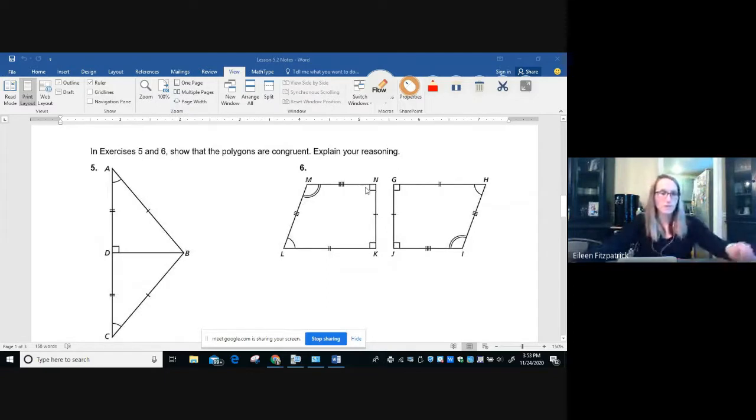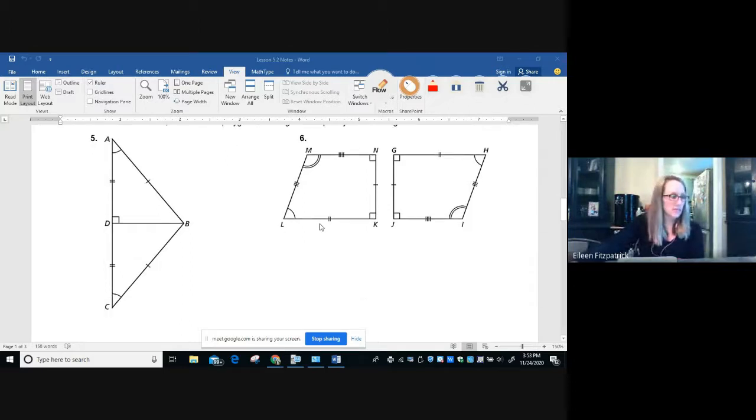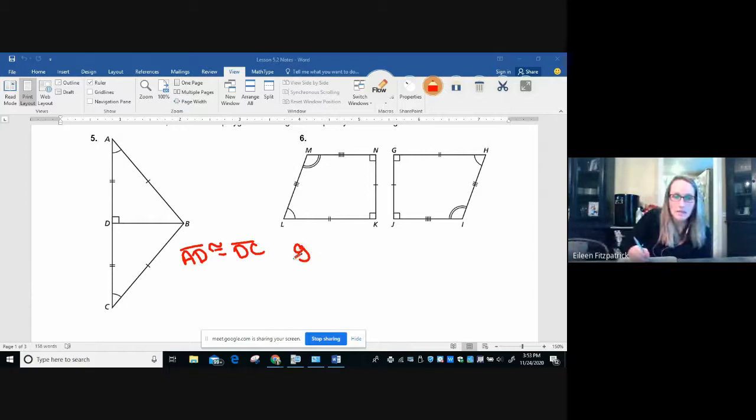In exercises 5 and 6, it says show that the polygons are congruent. Explain your reasoning. So in order to show that the polygons are congruent, we want to show that all corresponding pieces are congruent. So I want to show that all 3 angles are congruent and all 3 sides are congruent. Okay, so for number 5, I have marked. Okay, so it's basically given information since it's marked. You know that side AD is congruent to side DC. And I'm just going to write given kind of as my justification. That's given in the diagram.